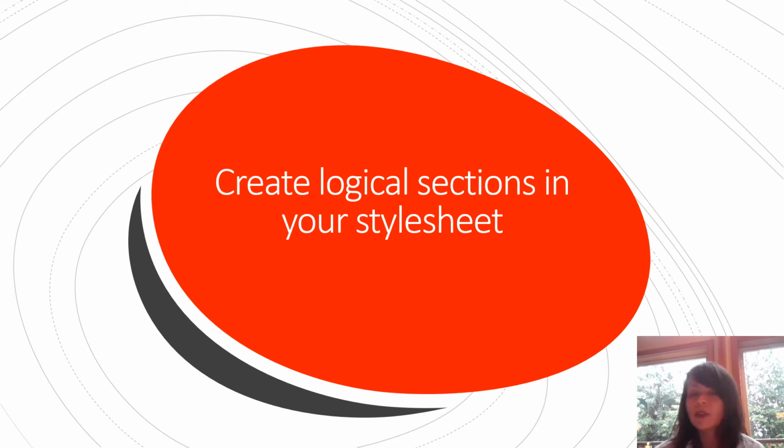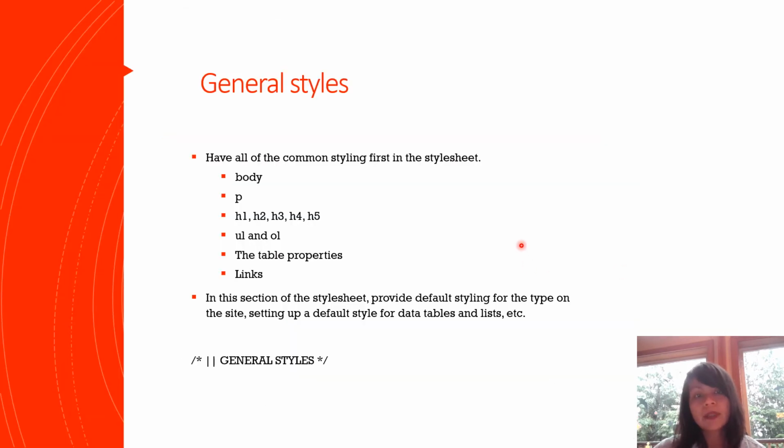Okay, you can create logical sections in your style sheet. The general styles are to have all the common styling first in the style sheet, like the common ones would be body, paragraph, H1, and so on, UL and OL, the table properties, links. So in this section of the style sheet, provide all the defaults for the type on the site, for the fonts, things like that. Set up a default style for tables and lists. Okay, and you can call it general styles.